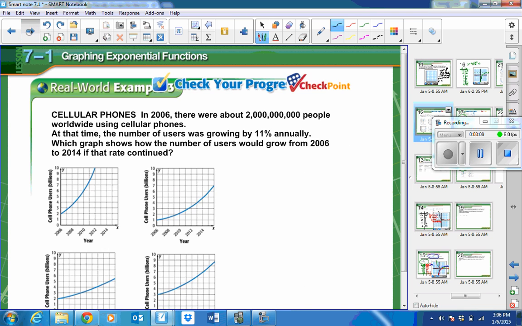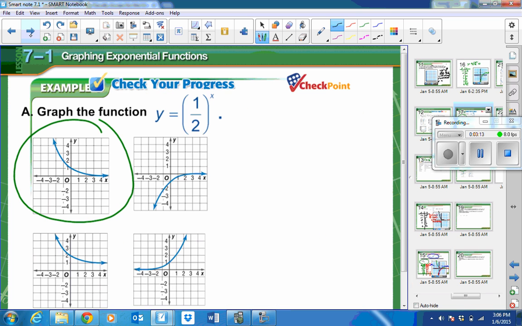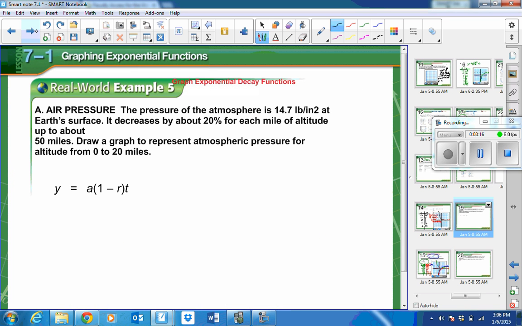So now let's do one that involves exponential decay. And in our notes, that was back here. So when we're talking about decay, the pressure of the atmosphere is 14.7 pounds per square inch at the Earth's surface. It decreases by about 20% for each mile of altitude up to about 50 miles. So you're looking for words like increases and decreases to know if it's going to be exponential growth or exponential decay.